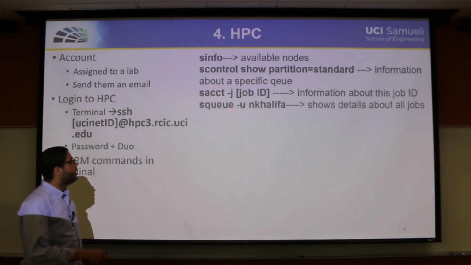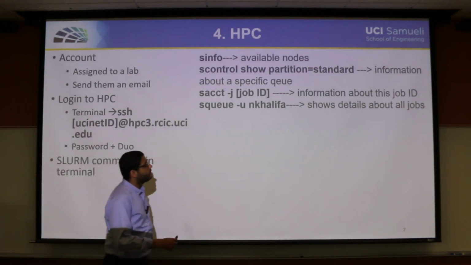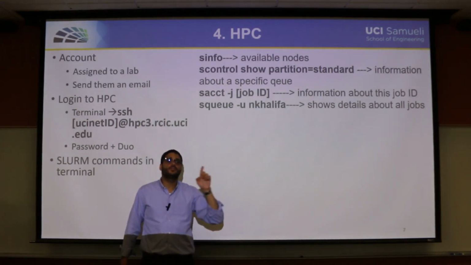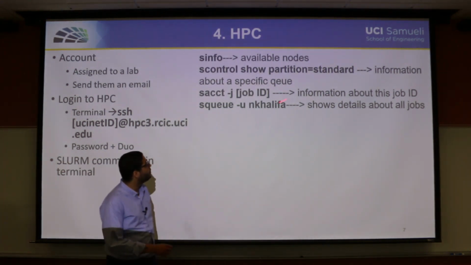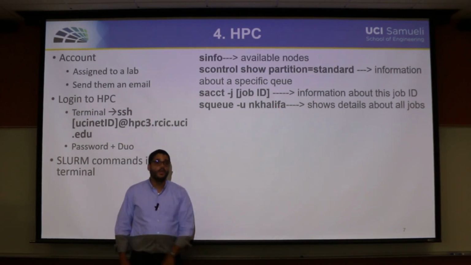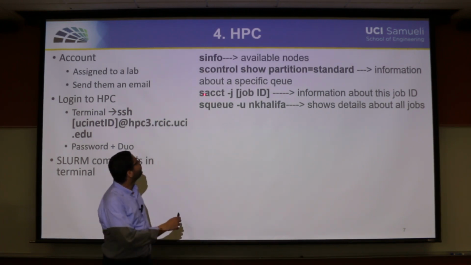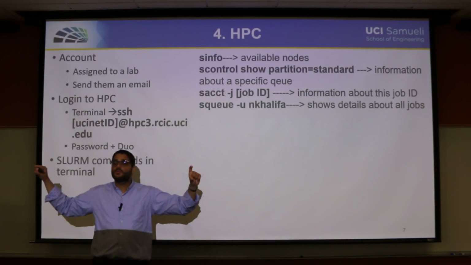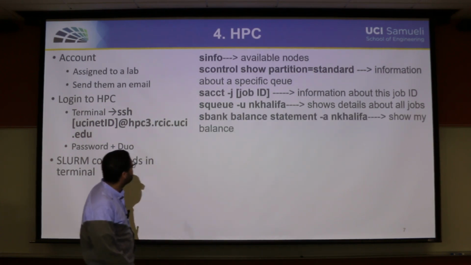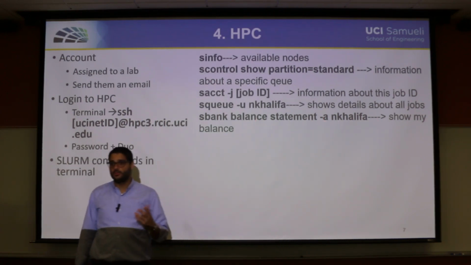squeue -u nkhalifa. What's that? This is a command that gives you the status of all the jobs that are submitted by your UCI net ID. So in other words, you should replace nkhalifa with your UCI net ID. This will give you a table or a list with all the jobs that you submitted. The previous one will give you one line with the specific information for the specific job number that you asked for. sbank balance statement -u nkhalifa. This shows my balance. What's that?